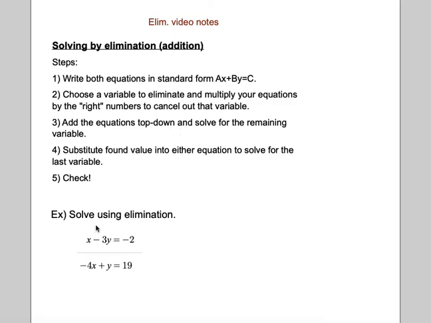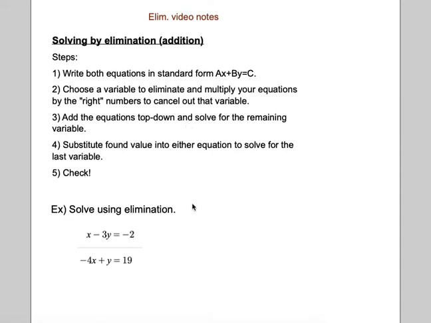After that, once you have additive inverses, is what it's called, then you can add your equations, and we're going to add them top down, so right on top of each other. Once we do that, one of the variables should drop out, and then you'll just have one variable left so you can solve for that variable. Once you find that one, then you plug it into either equation and get the last variable. And then of course you should always check your answer.